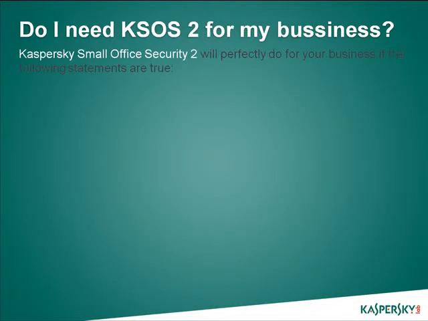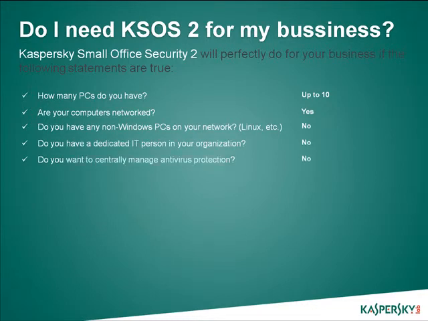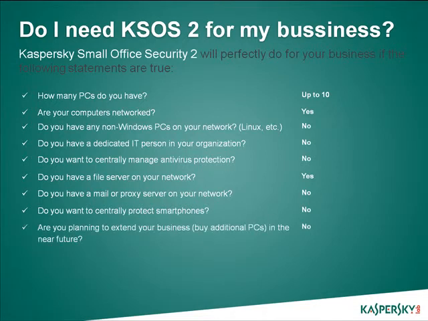You need Kaspersky Small Office Security if your organization has up to 10 PCs and these computers are networked. You do not have any non-Windows computers in the network. You do not have a dedicated IT person in your organization, and you do not want to centrally manage antivirus protection. You have a file server on your network, but you do not have a mail or proxy server on your network. You do not want to centrally protect smartphones. You are not planning to extend your business by additional PCs in the near future.